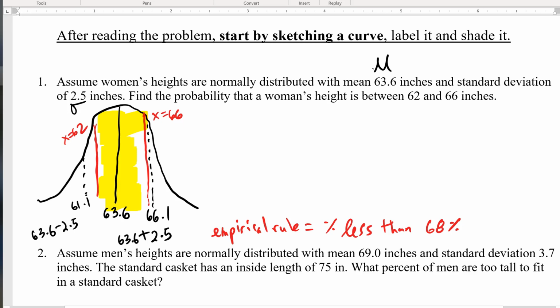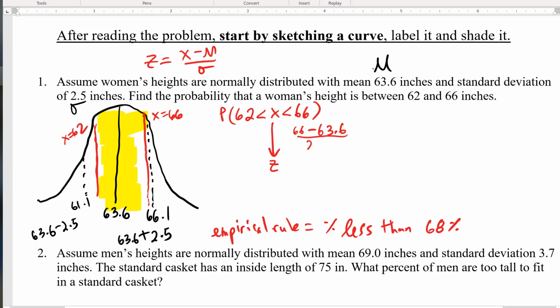Okay? So what we're going to do is find the probability that a woman's height is between 62 and 66. Our first thing is going to be to take this x and turn it into a z. How? Well, the formula for z: the number minus the mean divided by the standard deviation. So this number, 66 minus the mean, divided by the standard deviation 2.5. Same on this one, our x is 62 minus 63.6 all over 2.5.